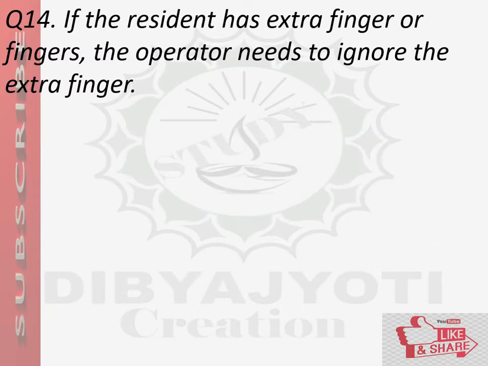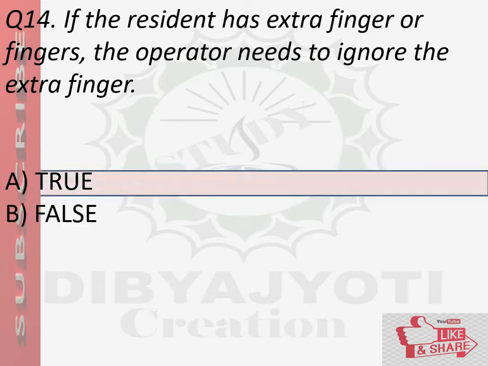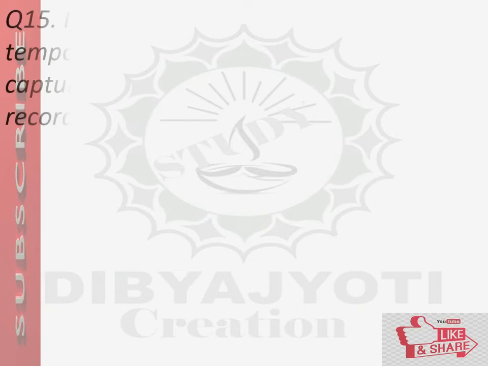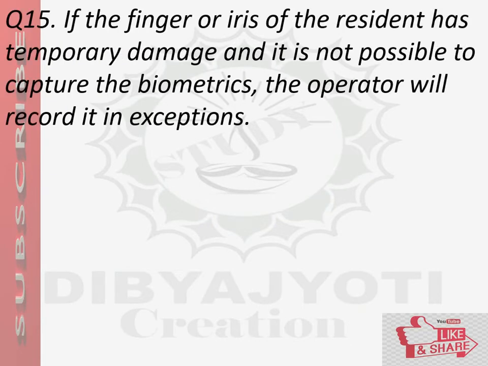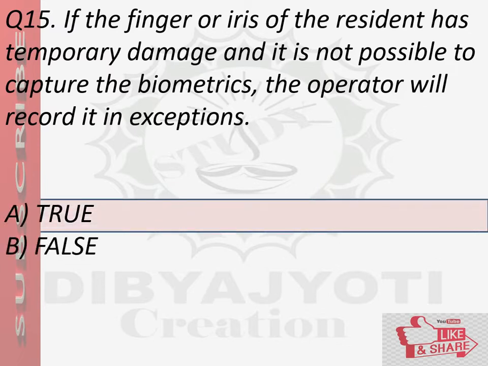Okay, next. If the resident has extra finger or fingers, the operator needs to ignore the extra finger. Option true or false. And the answer is option A, true. Then next, if the fingers or iris of the resident has temporarily damaged and it is not possible to capture the biometrics, the operator will record it in exceptions. Options are option A, true, option B, false, and the answer is option A, true.